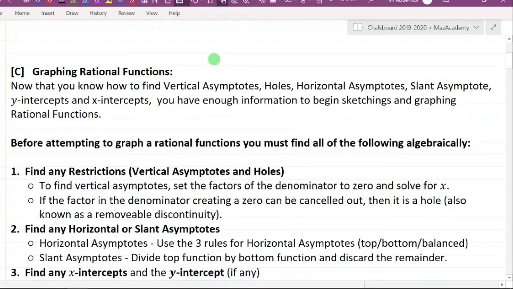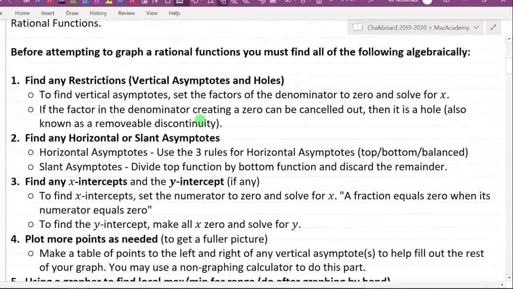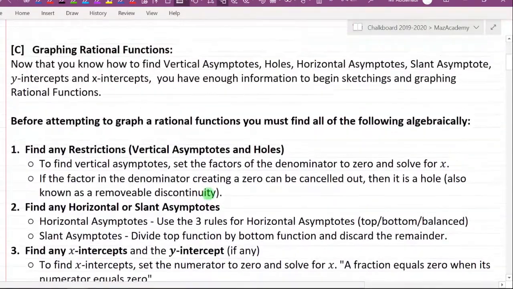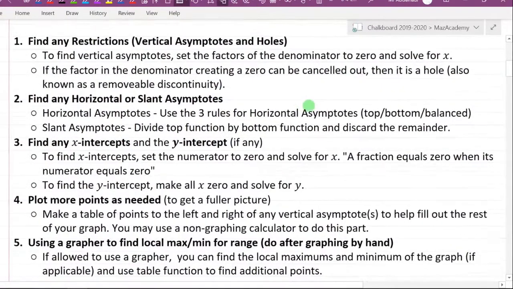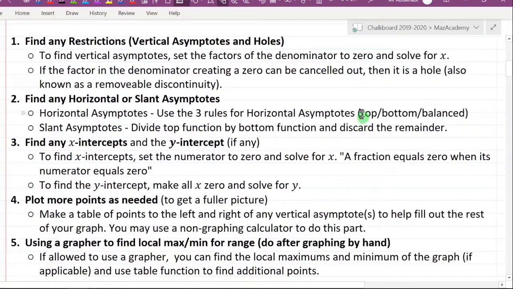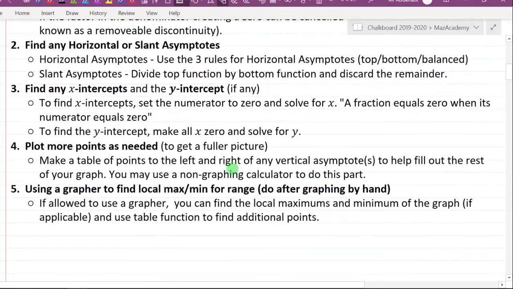So we have graphing rational functions. Now this is just a little review of what we talked about yesterday. Find your vertical asymptotes and holes. How do you do that? You set the denominator equal to 0 and you look for the discontinuities, right? You find your horizontal or slant asymptotes. How do you do that? You look to see if it's top heavy, bottom heavy, or balanced, right? You find your x and y intercepts. You know how to do that. You set x equal to 0 and you solve for y, or you set y equal to 0 and you solve for x. And then here's the new stuff.